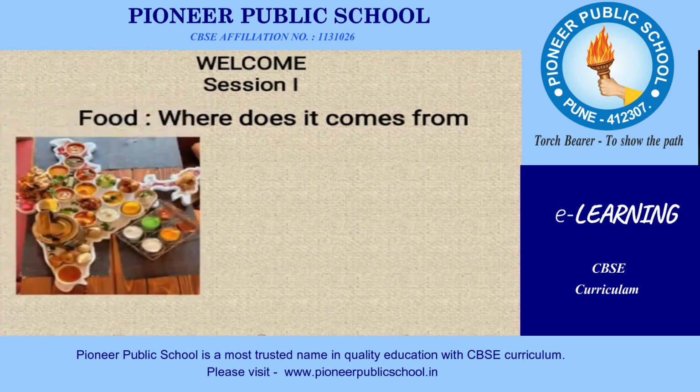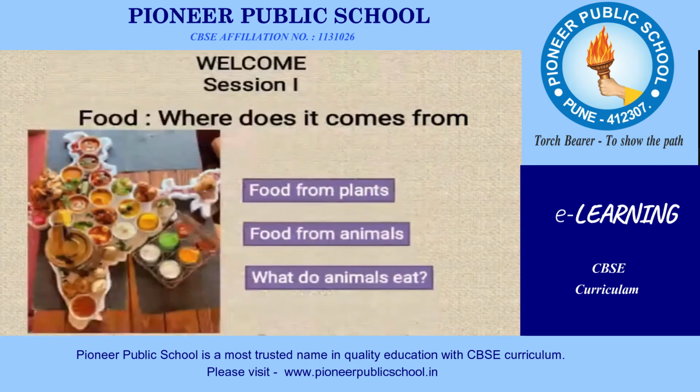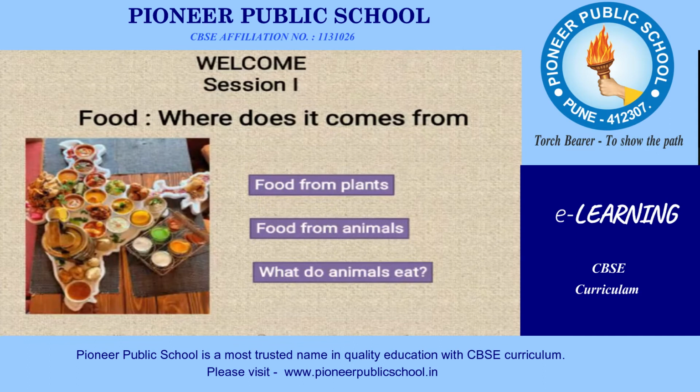Here you can see a map of India filled up with delicious dishes. All these delicious dishes we make from food. And today we are going to understand that there are different sources of food that we utilize. So, we are going to study about different sources of food in this lesson. The first is food from plants, second is food from animals, and third is what do animals eat?